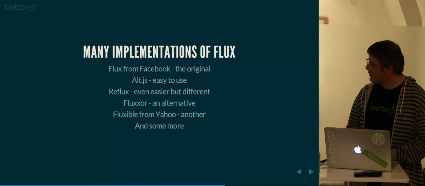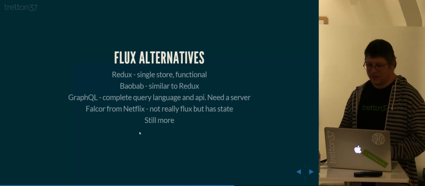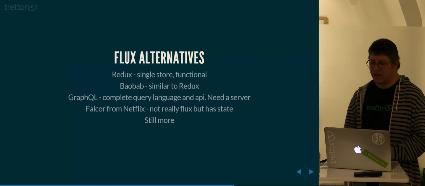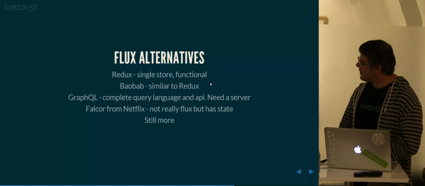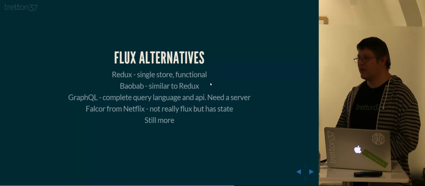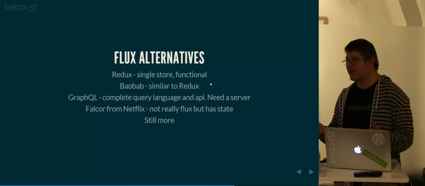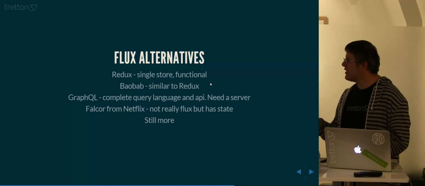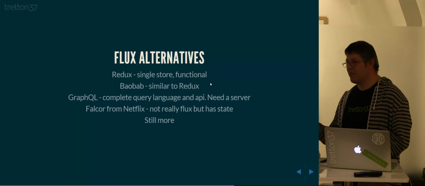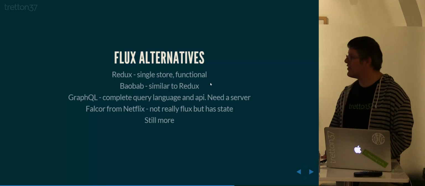And then you have a lot of different other things. And then we have even more, so Redux and Baobab. Redux uses a single store. You don't have small stores. You have one store with all the state for the application inside the store. And then it's like functional programming. Then you do map and filter and reduce on this store to use it and change it.